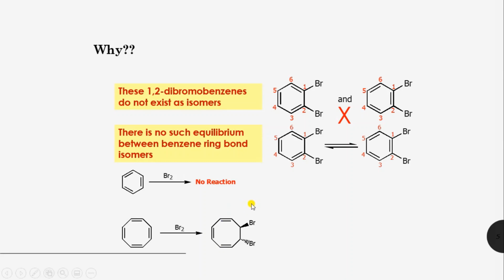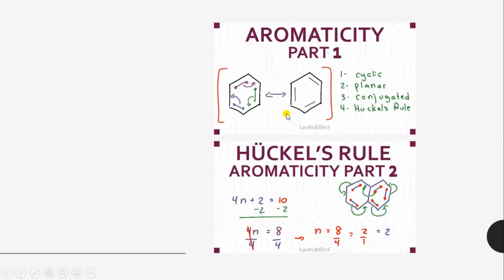Why does this happen? Because benzene is an aromatic compound, and this 1,3,5,7-cyclooctatetraene is an anti-aromatic compound. So it's not aromatic, it's rather an anti-aromatic compound. So the question is, what is the difference between the aromatic compounds and the anti-aromatic compounds? All the aromatic compounds obey the Huckel rule, as well as the four postulates that I have already told you about, that every aromatic compound has to obey.